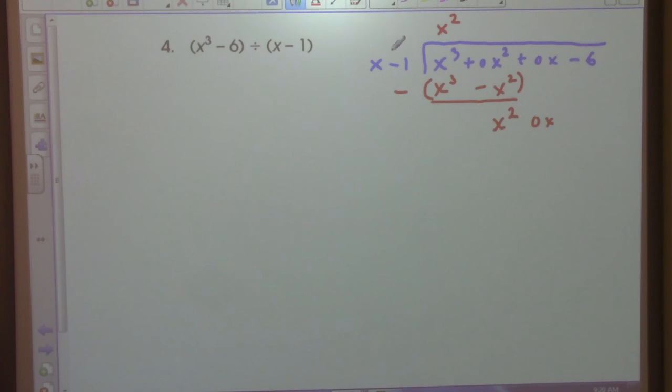And what's x squared divided by x? It is just x. So we get x squared, and then x times negative 1 is going to be negative x, and we're going to subtract that out. 0 minus negative x is going to be x. And then we're going to bring down this negative 6.